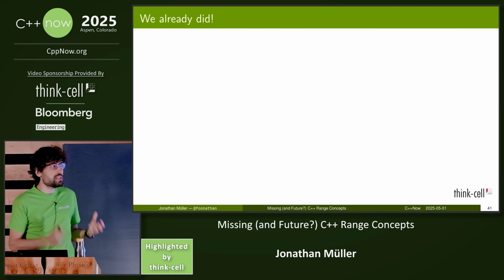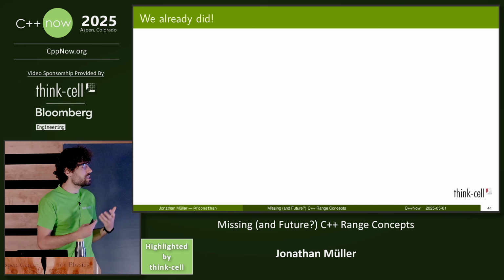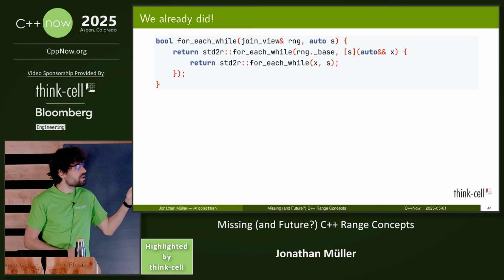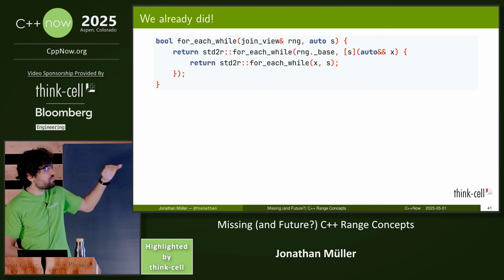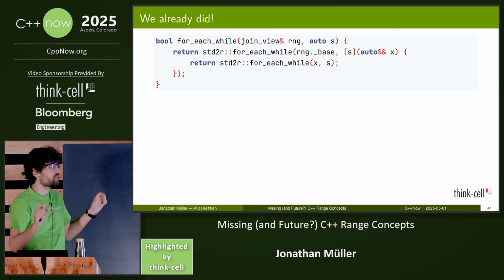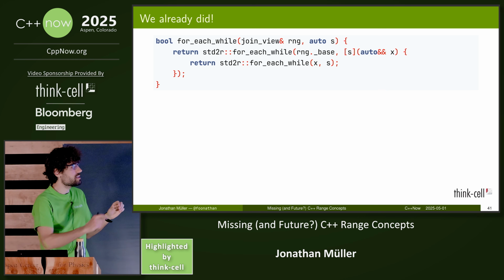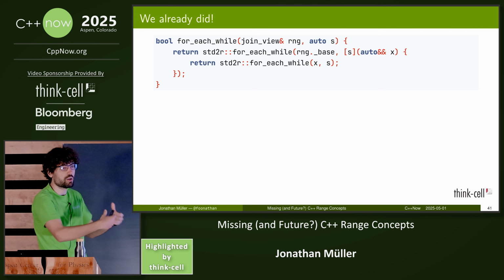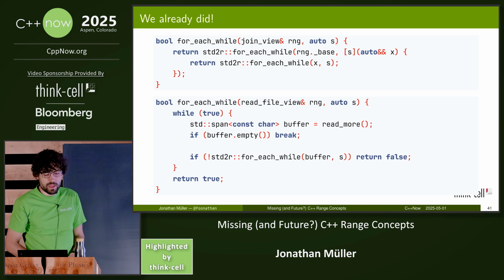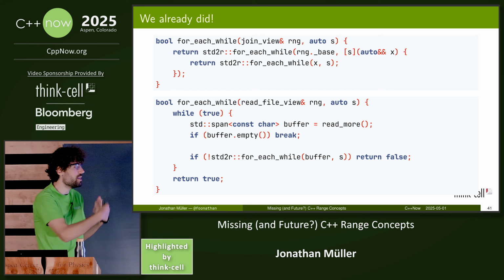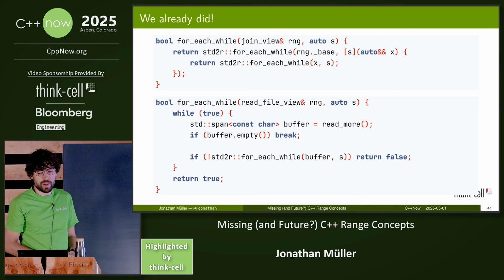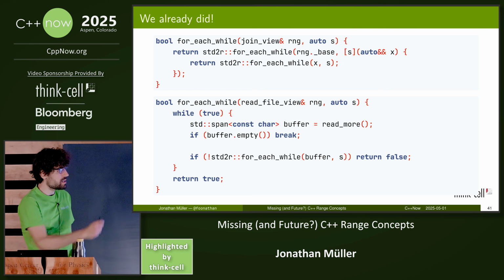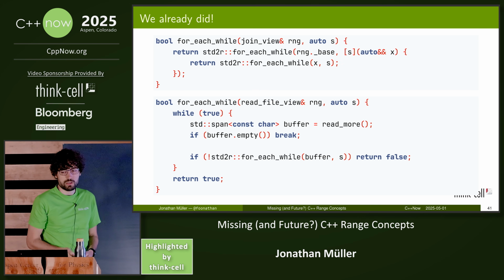And in fact, we already did that. We already expressed the range in a way that exposes the chunking when we implemented for each while. When we call for each while on the join loop, we're calling for each while for each chunk of the range. In this case, with each join view, the inner range is one chunk, and we're calling for each while as one call for this entire chunk. If you have a read file view, we're calling for each while on each contiguous chunk when we call our span. And that means that by just tweaking the for each while customization point a bit, we can give the sink access to this contiguous chunk.